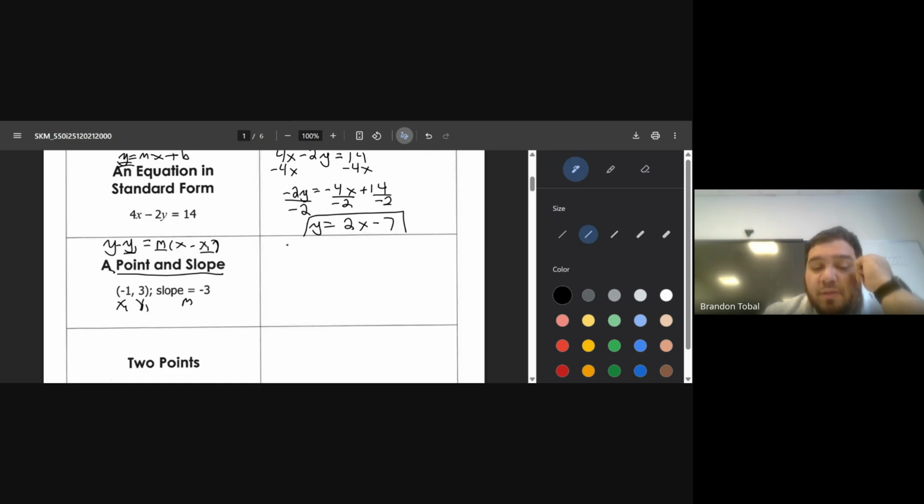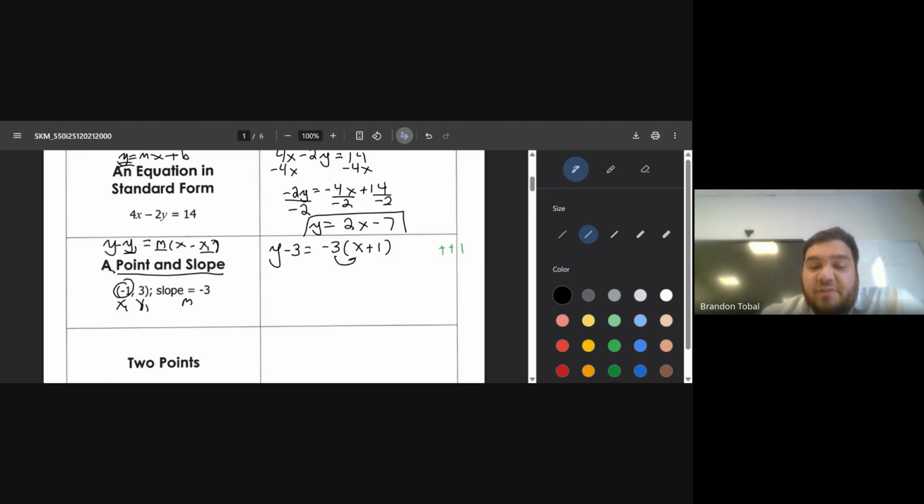to plug in. So I'm going to do y minus 3 equals -3 times x. Remember, since I'm plugging in a -1, that means it's going to be a double negative. It's minus -1. So since it's minus -1, it becomes technically +1. So +1.